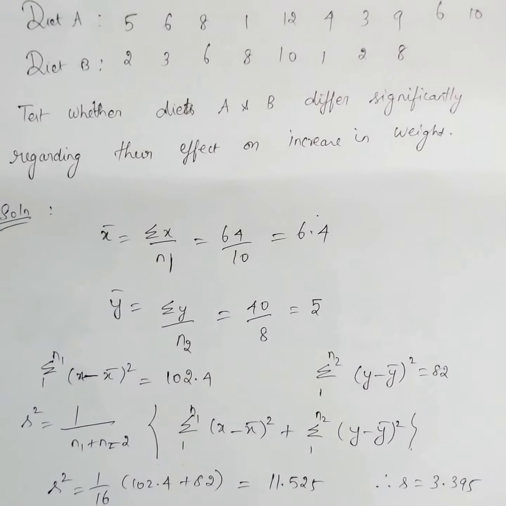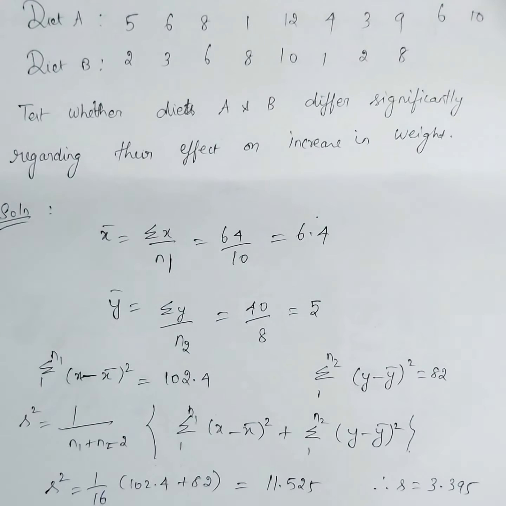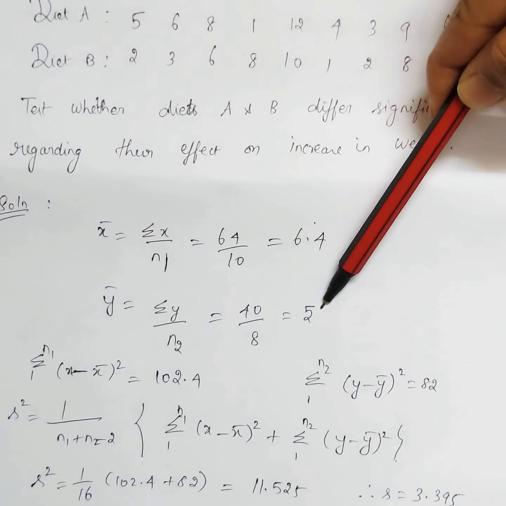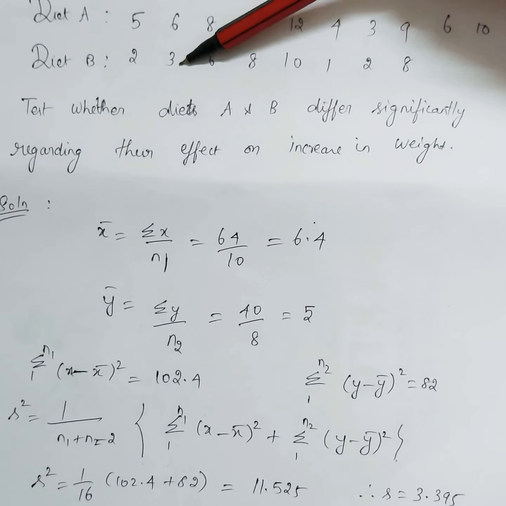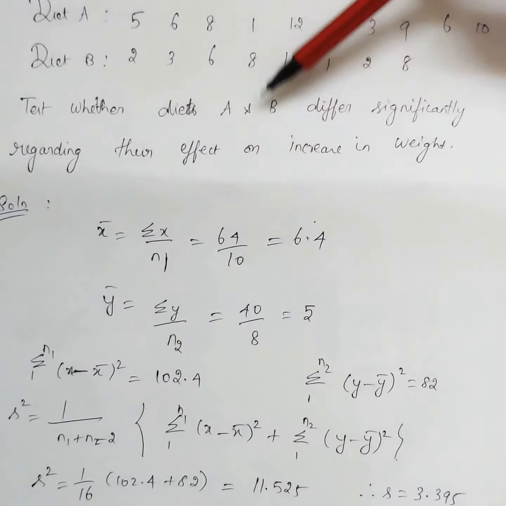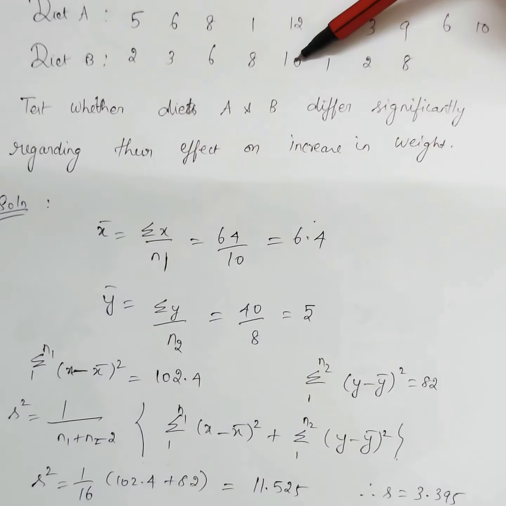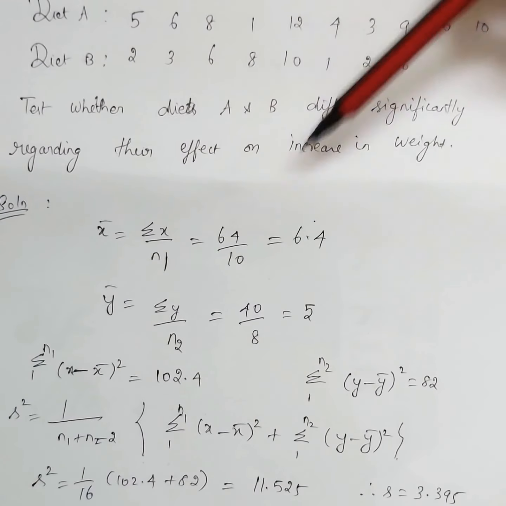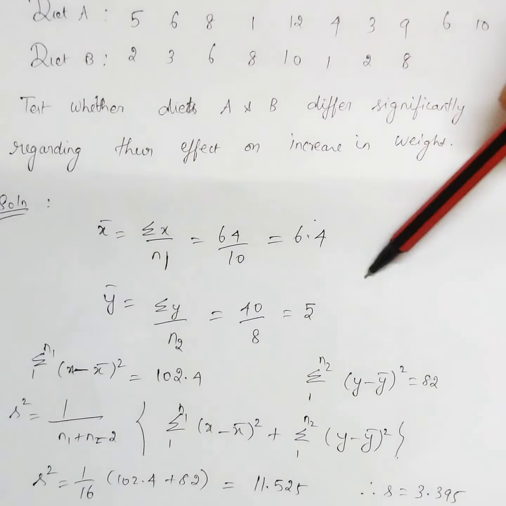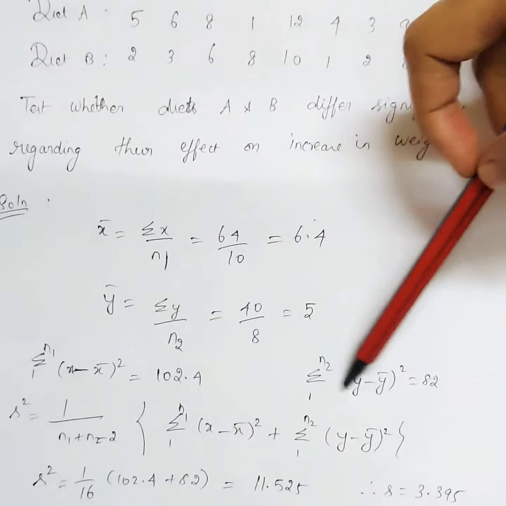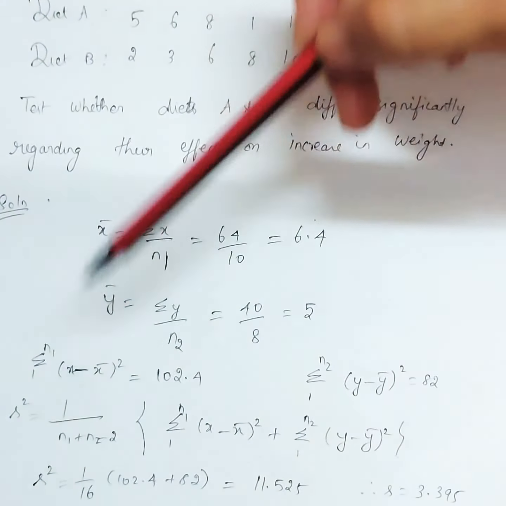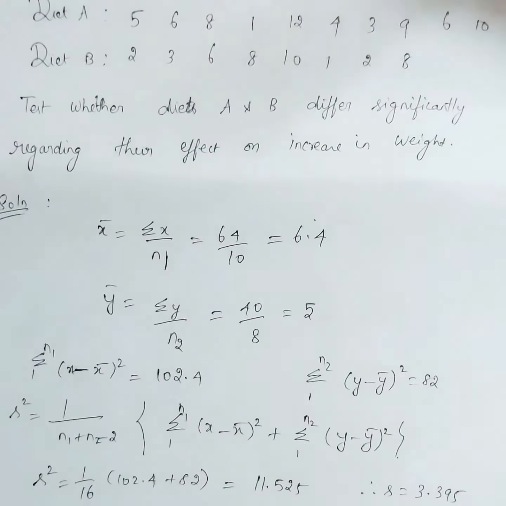what are the y values they have given? I am talking about these. So these are the y values. So what will I write for the second one? 2 minus y bar is 5, the whole square, plus 3 minus 5 the whole square, plus 6 minus 5 the whole square, plus 8 minus 5 the whole square, plus 10 minus 5 the whole square, plus 1 minus 5 the whole square, plus 2 minus 5 the whole square, plus 8 minus 5 the whole square. What I told you is only summation of this. Similarly, you have to find this and then add it. So you will get this finally as 11.525.